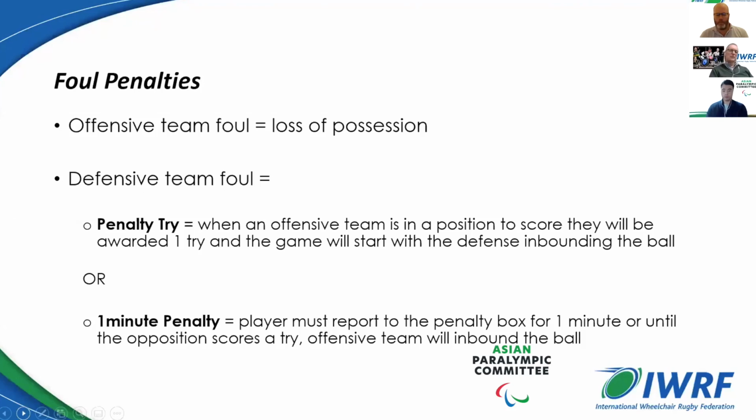The sanctions for fouls depend on what is happening in the game, who has possession of the ball, and where the penalty occurred. If an offensive team or a team with control of the ball causes a foul, they will lose possession. If a defensive team causes a foul and the offensive team was in the process of scoring a try, the referee may deem that a try or penalty try will be scored rather than sanctioning the player himself. If a goal is not imminent, the referee will report the player to the penalty box for 1 minute or until the offensive team scores a try.